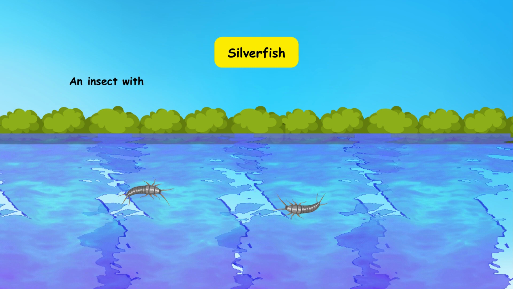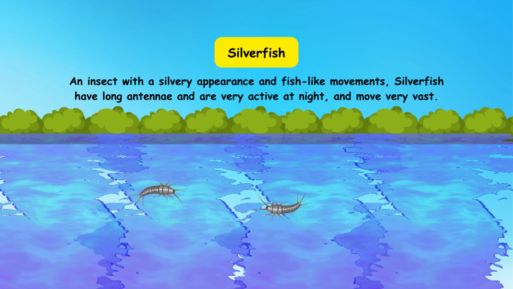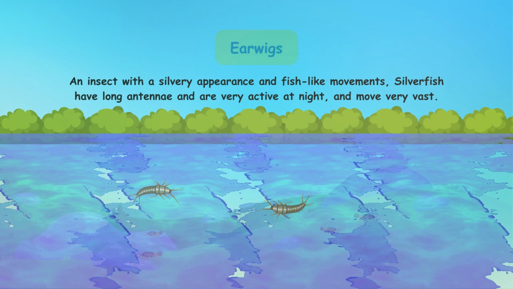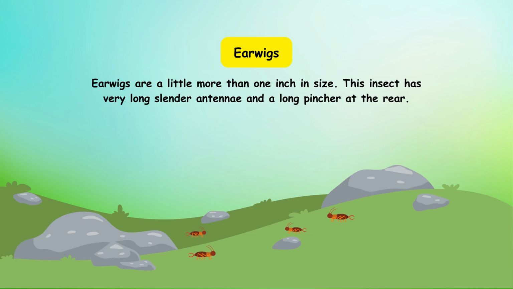S-I-L-V-E-R-F-I-S-H, silverfish. An insect with a silvery appearance and fish-like movements, silverfish have long antennae and are very active at night and move very fast. E-A-R-W-I-G-S, earwigs. Earwigs are a little more than 1 inch in size. This insect has very long slender antennae and a long pincher at the rear.